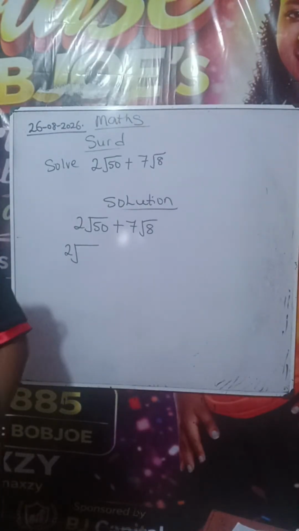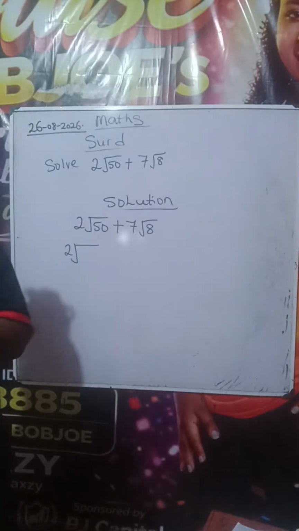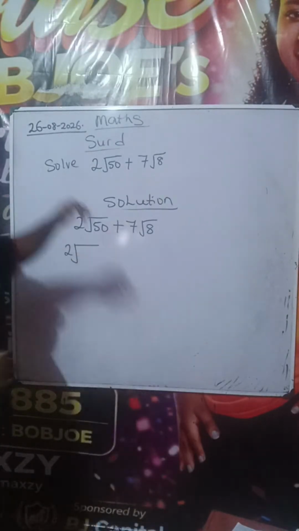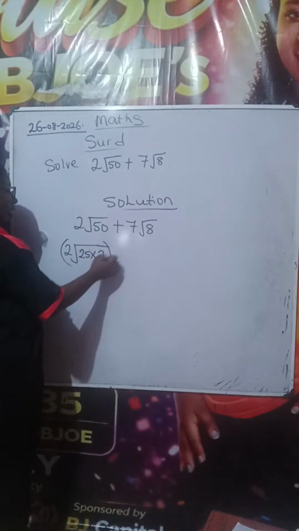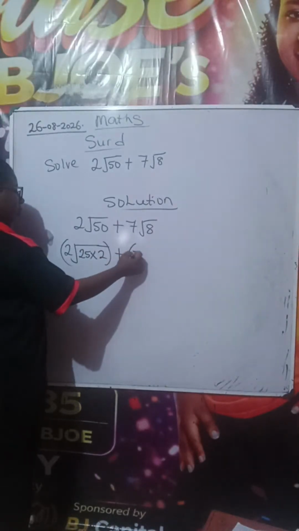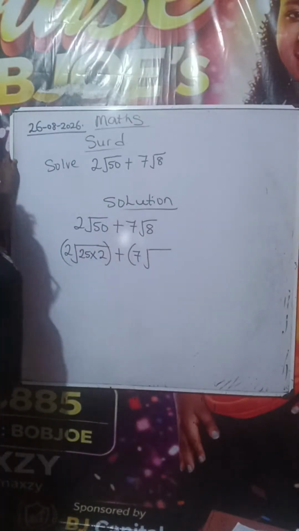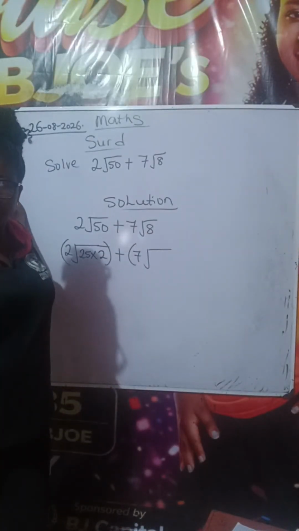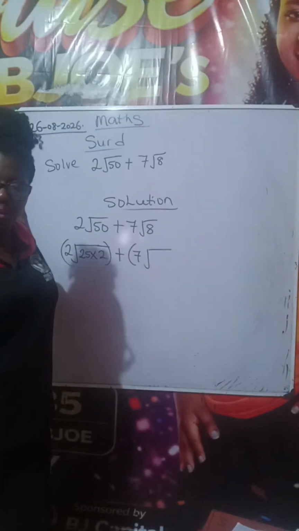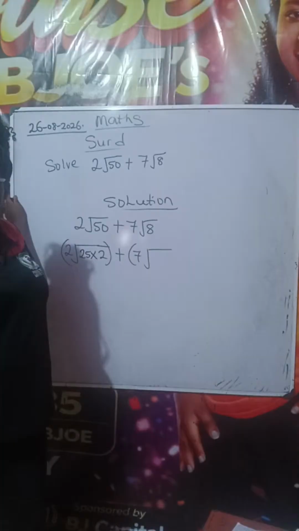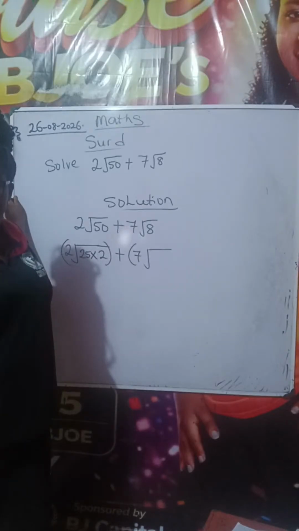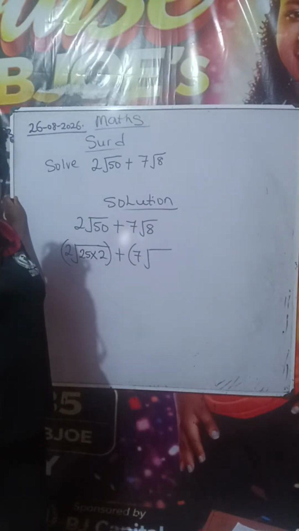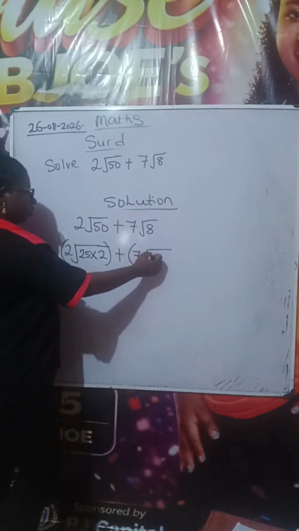Now, what will give us 50? 25 times 2. Correct. So we are getting 25 multiplied by 2, which is 50, put it in bracket, plus this one, 7. Now this is 8. What perfect number multiplied with any number will give us 8? 4 times 2. Exactly. Correct. So we have 4 times 2.